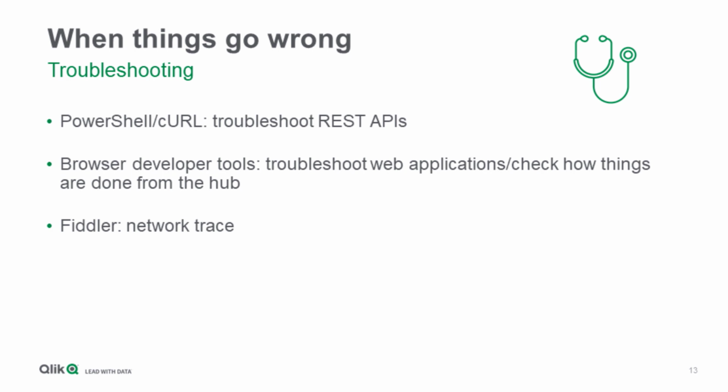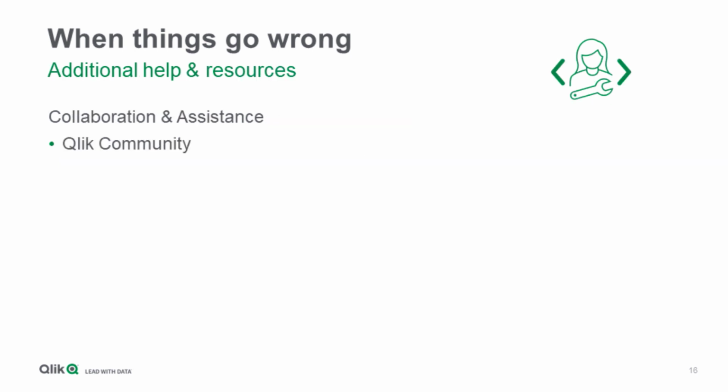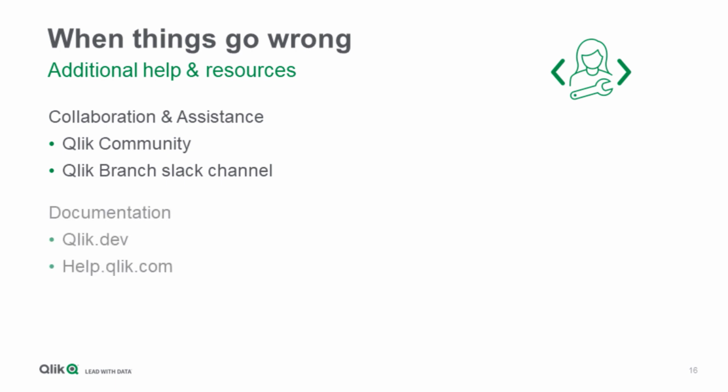So what are some other resources people can use to help troubleshoot? When things go wrong, you can use some of those additional resources, collaboration and assistance on Qlik community, on the Qlik branch Slack channel. There's documentation on qlik.dev and help.qlik.com. And finally, if you find a defect, you can report it to Qlik support.